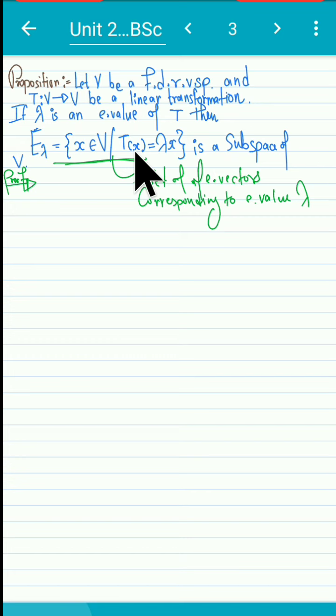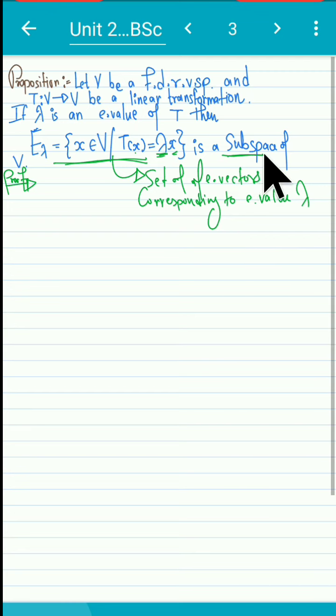Hence, every vector x is multiplied by a scalar lambda. Hence, my lambda is nothing but the eigenvalue, and all those x are nothing but the eigenvectors. Okay. So, I want to prove that for a corresponding eigenvalue, the set of all eigenvectors is nothing but a subspace of V. Okay. Now, subspace.